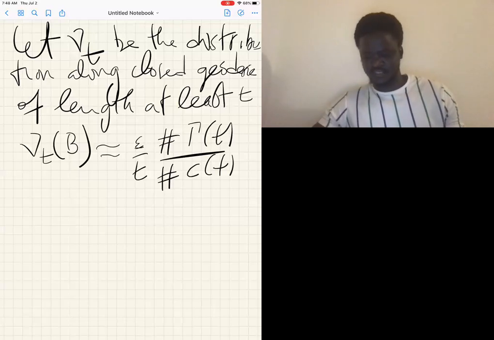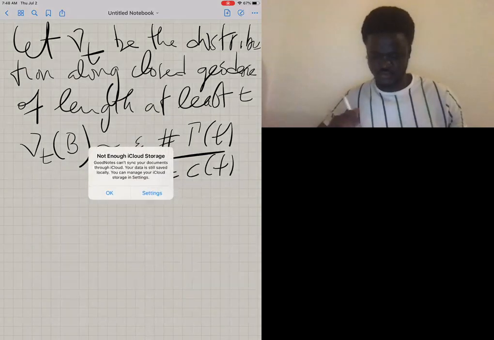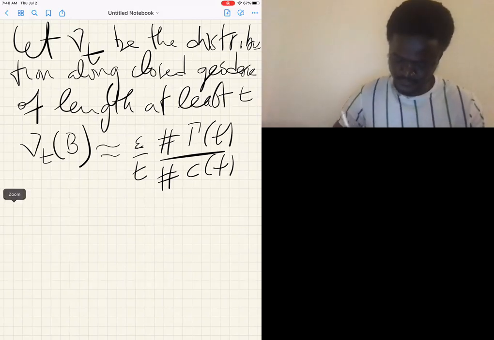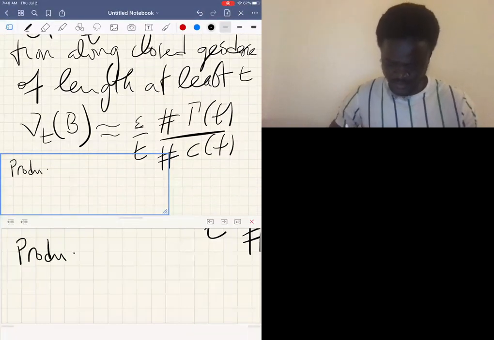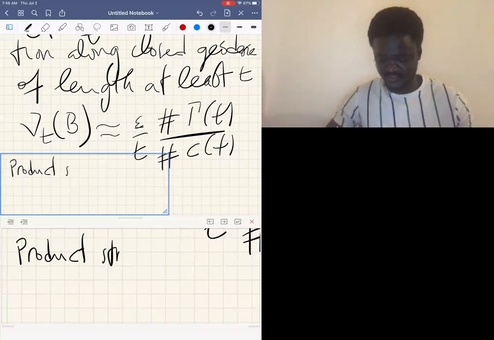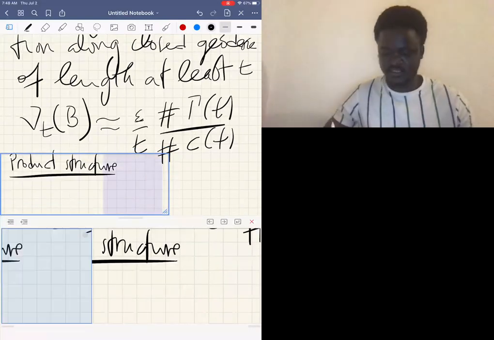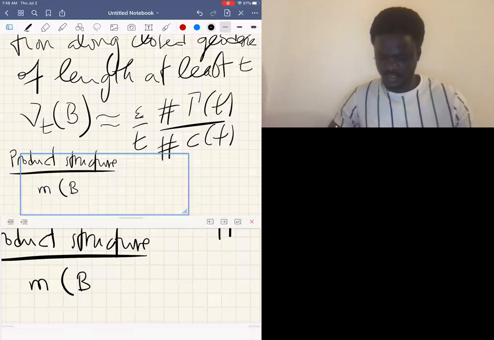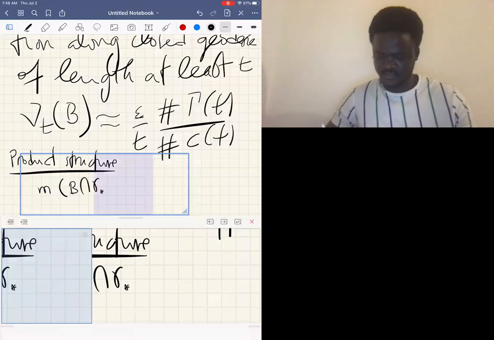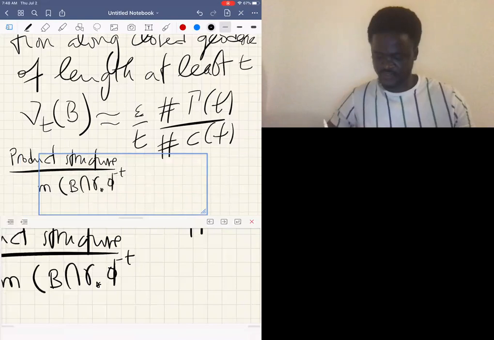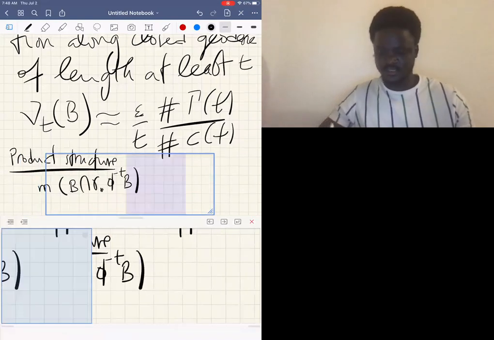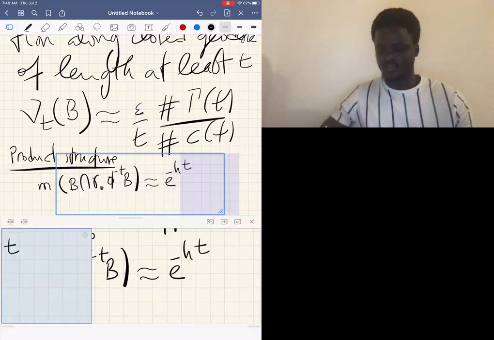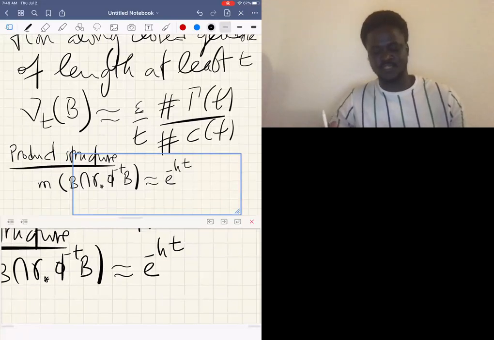So this hasn't used the ingredient that I was telling, but it will use it later. Now we use mixing to measure the components. Before, we used the product structure of the measure, really the way that it is given by Patterson-Sullivan measures, to see that the measure of B intersect Gamma star phi minus T B, these are the components of the set I was having before, will be roughly exponential of minus HT. This has to do with the construction of the measure given by the Patterson-Sullivan. It's not very difficult.